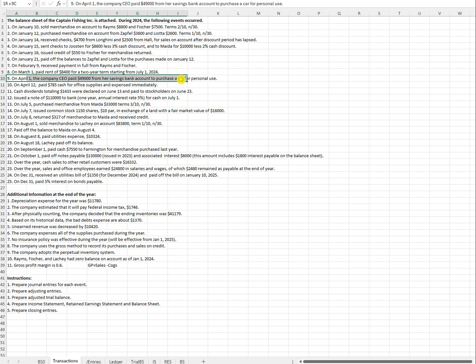Okay. Number 9, the company CEO paid $49,000 from her savings account to purchase a car for personal use. Okay, this number 9, it's the CEO's personal transaction. It has nothing to do with the corporate transactions. So number 9 will not be recorded by the company.